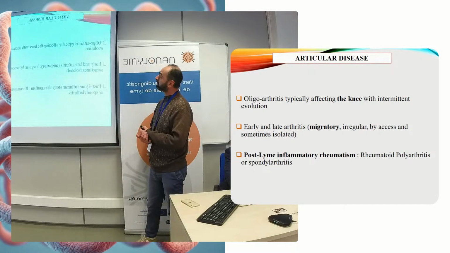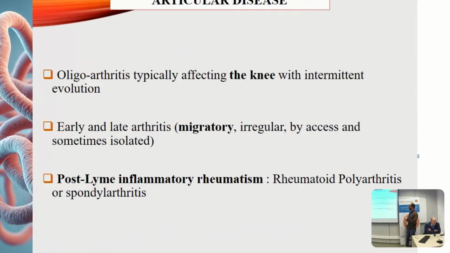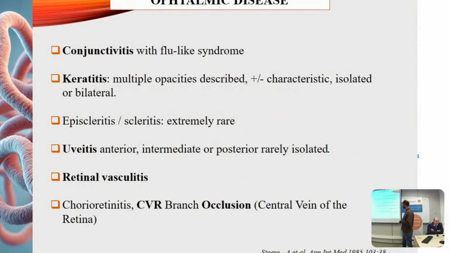So the articular lesion is mainly in the knee. It's a typical localization of articular Lyme disease. But all articulations can be affected. There are cardiac manifestations, as you can see, many cardiac manifestations. Ophthalmic disease, also manifestations, and many localizations of Lyme disease.